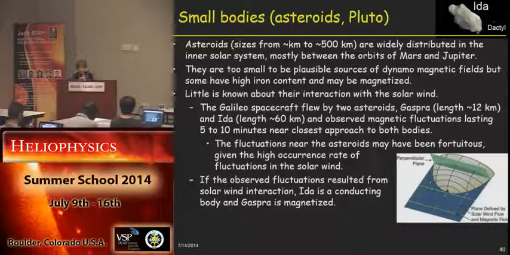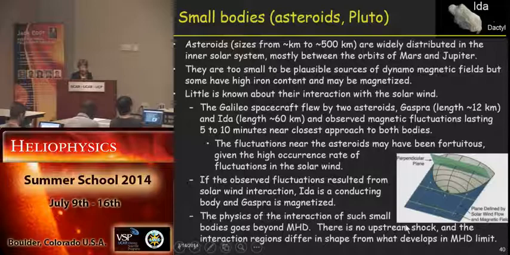You can't use MHD because you're violating the condition that the length scales have to be large compared with gyro radii. So you have to use different physics. You have to worry about waves that are capable of carrying perturbations for these smaller scale objects, and those are things like whistler waves. And you get strange-shaped magnetospheres. I'm not going into it, but it's just a warning. Don't think that what we've been talking about applies without worrying very much about length scales when you're talking about the small bodies. So there's no upstream shock. The interaction regions differ from what develops in the MHD limit.